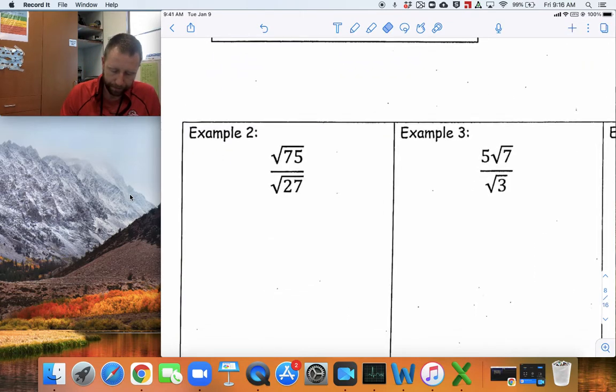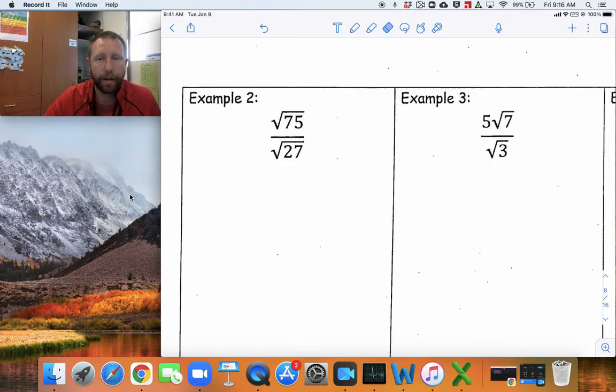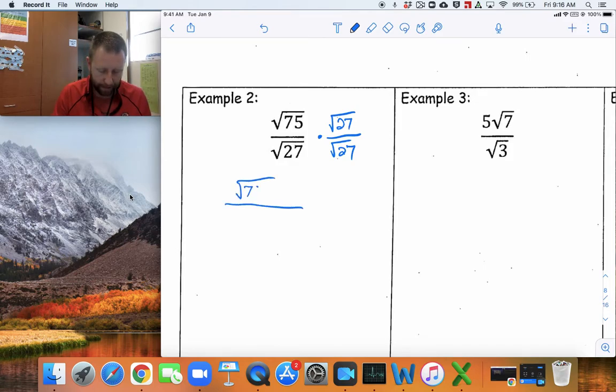So for example number 2, we've got radical 75 over radical 27. Radical 27 is the denominator. That's irrational. We can't have that. So I'm going to start by multiplying both the top and the bottom by radical 27. Okay. Well, that means I can do radical 27 times radical 27 on the bottom here. So on the top, it's going to be radical 75 times radical 27, and I can put those both underneath the same radical sign, right?